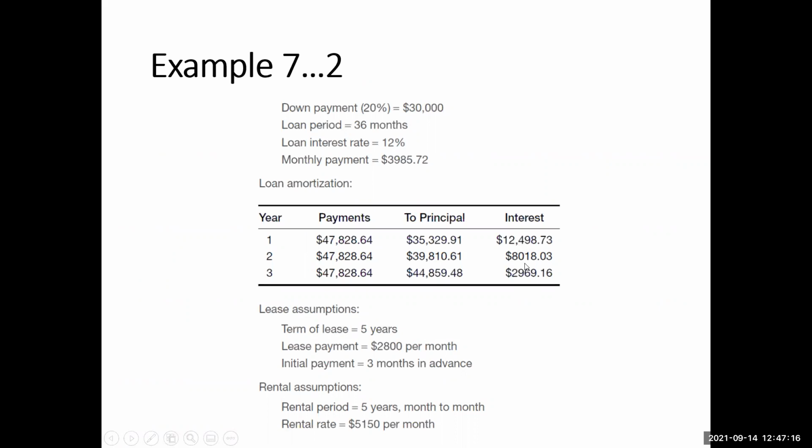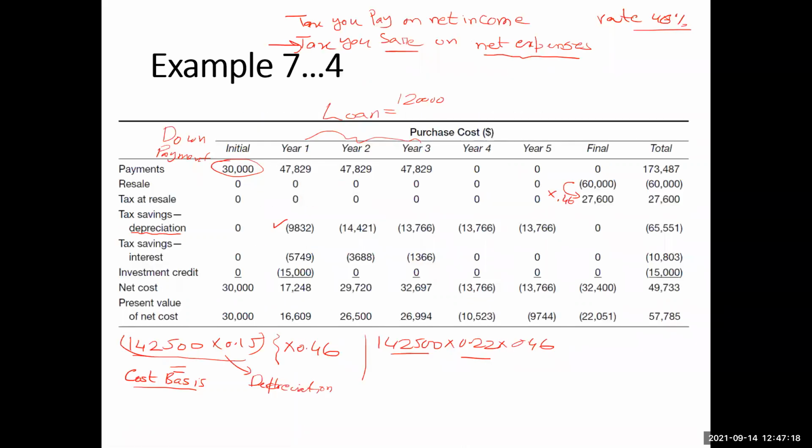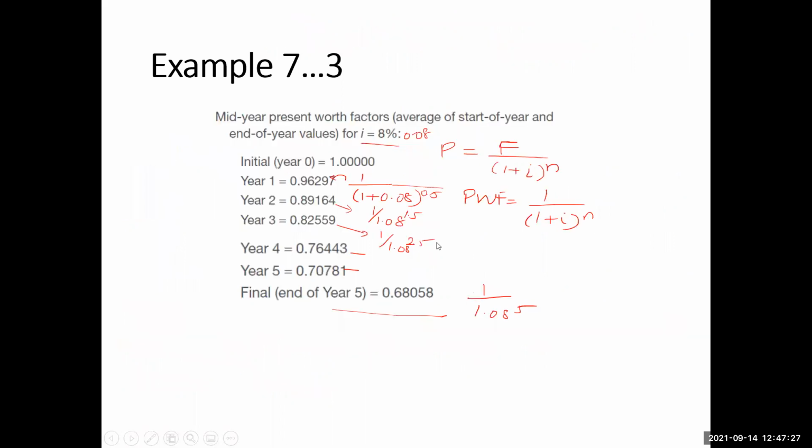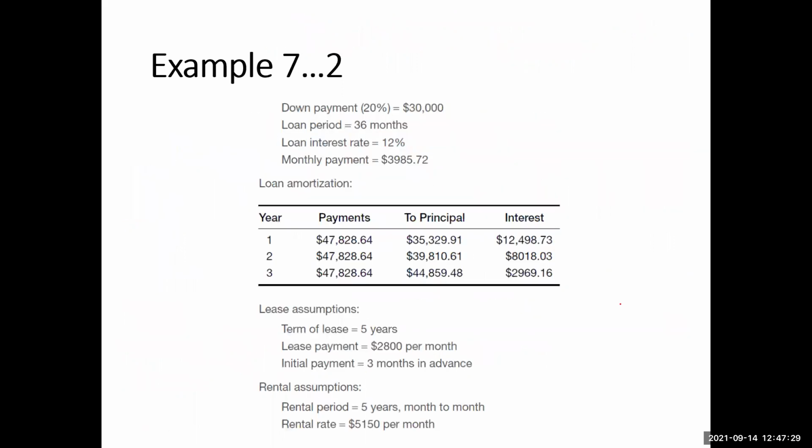So these interest payments are also tax deductible. You will get 5,749 over here. How will you get 5,749? The interest in the first year was 12,498.73, and then you will multiply it by 0.46. Since it is an expense, the saving in the tax will be 0.46. So 12,498 multiplied by 0.46, what is that value?